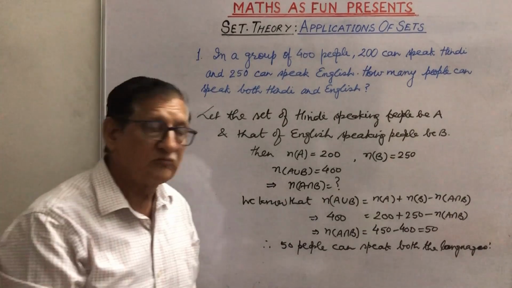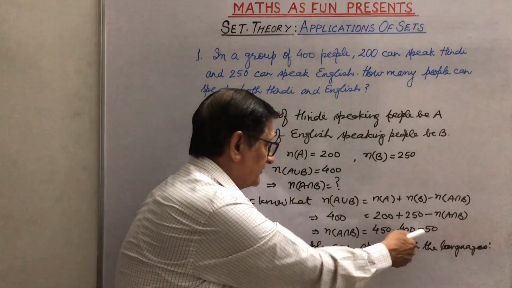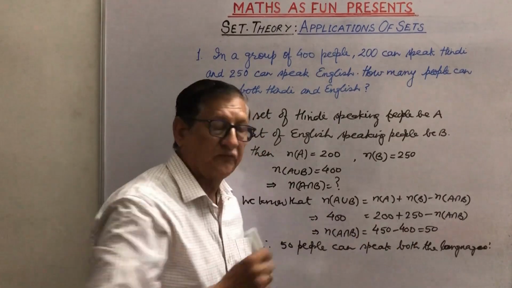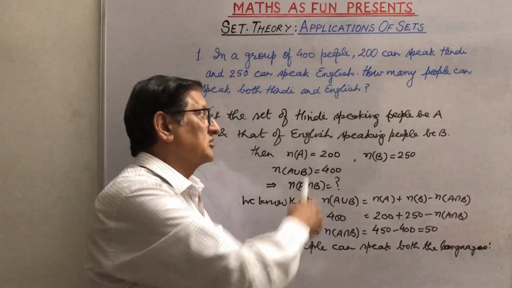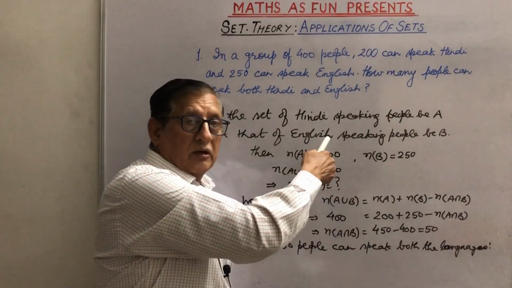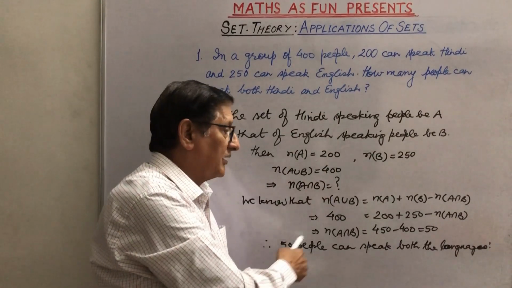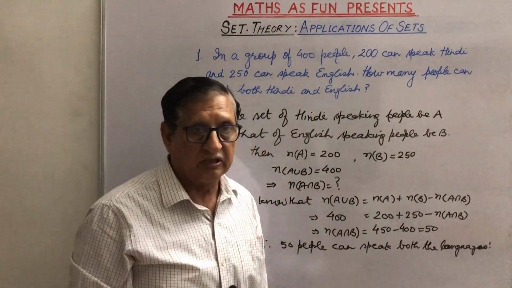See, we have to understand one thing. We are not to leave the answer here that n(A intersection B) is 50. Once it is a statement problem, a word problem, we should write the answer also in terms of statement.